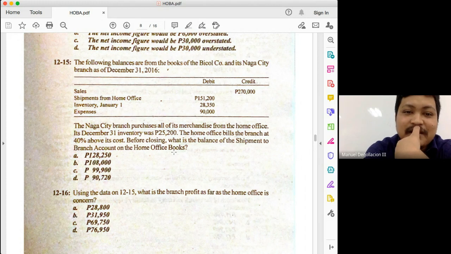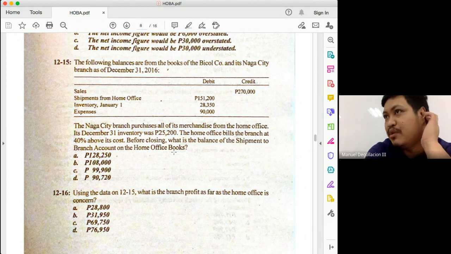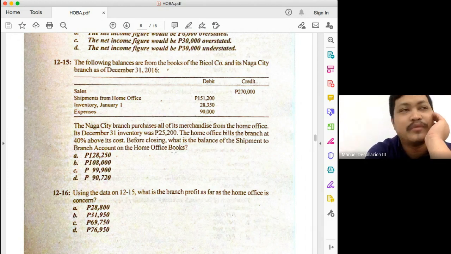There may be a lot of information given here, but the approach is very simple, class. The problem gives us our shipments from Home Office. Can you see the 151,200? Okay, and what are we being asked? We are asked for the shipments to branch. Is there a relationship between your shipments from Home Office and your shipments to branch?